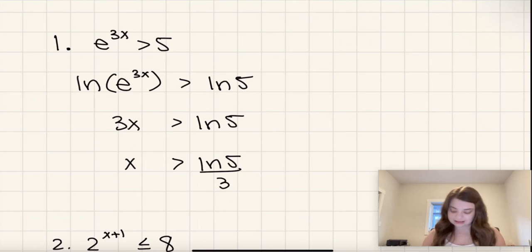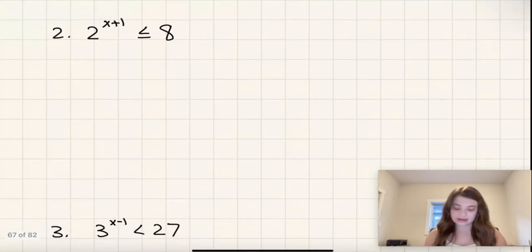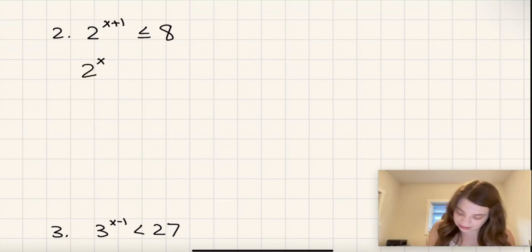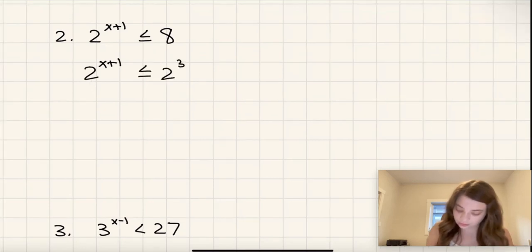Okay, let's solve this next one here. This next one is 2 to the power of x plus 1 is less than or equal to 8. So something I noticed right off the bat is that 8 can be rewritten as 2 cubed. So that means that 2 to the power of x plus 1 is less than or equal to 2 cubed.